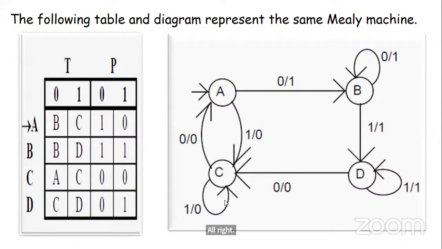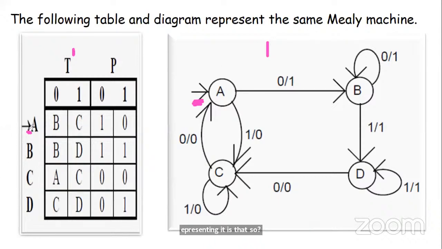So the following tables and diagrams are the same Mealy machine. I'm sure you have seen this before. This is the initial state. You can see there's a pointer here. This table is representing this diagram.